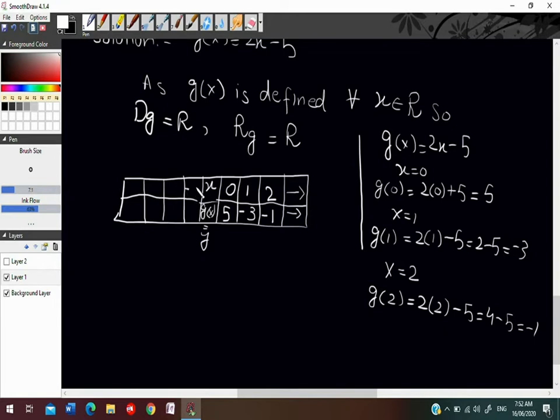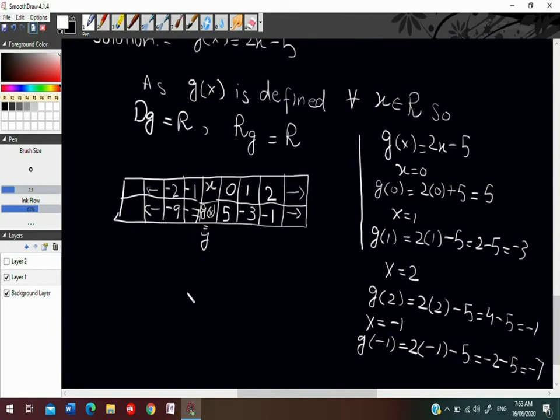Same calculations: when x is minus 1, g of minus 1 is 2 into minus 1 minus 5, means minus 2 minus 5, which is minus 7. So when we give the value of minus 1 to x, we get minus 7. Similarly, when we give x as minus 2, we get minus 9. With other negative values, we get different results.